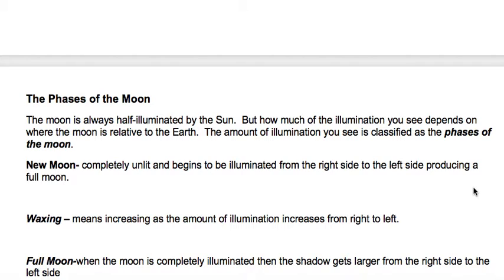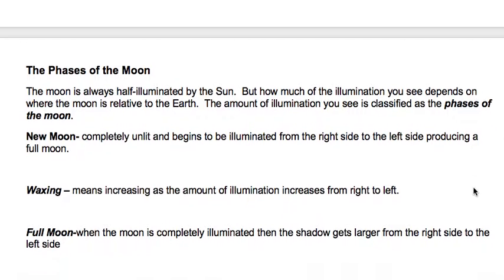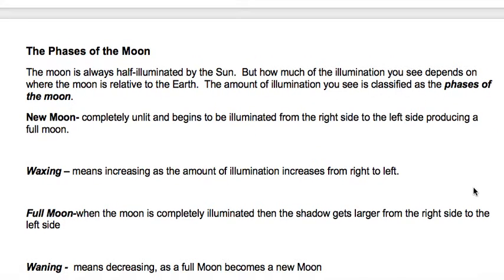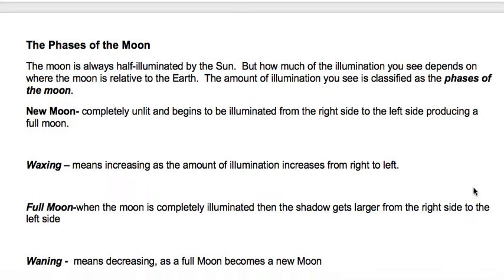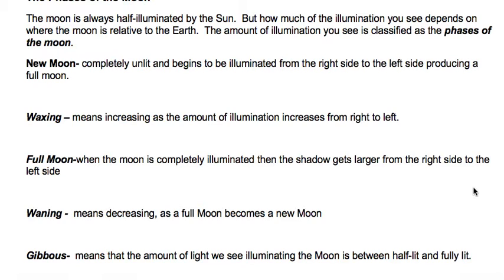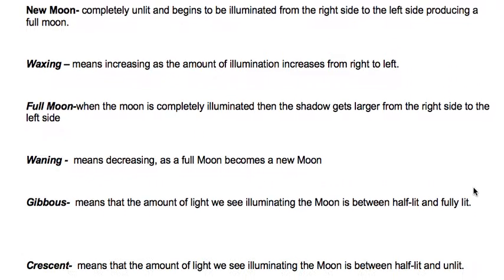Waxing means increasing, the amount of illumination increases from right to left. A full moon is where the moon is completely illuminated, then the shadow gets larger from the right side to the left side. Waning means decreasing, as a full moon becomes a new moon. We have also what's called a gibbous moon, and this means that the amount of light we see illuminating the moon is between half and fully lit.